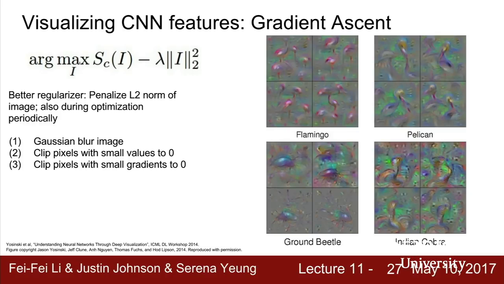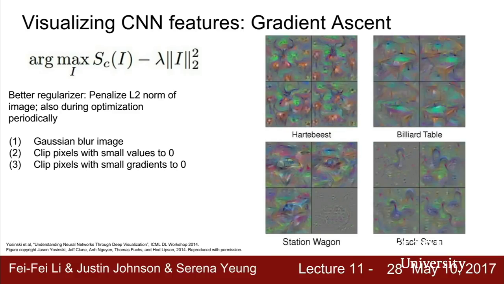When you do this, you tend to get much nicer images that are much clearer to see. So now these flamingos look like flamingos. The ground beetle is starting to look more beetle-like. Or this black swan maybe looks like a black swan. These billiard tables actually look kind of impressive now, where you can definitely see this billiard table structure. So you can see that once you add in nicer regularizers, the generated images become a little bit cleaner.